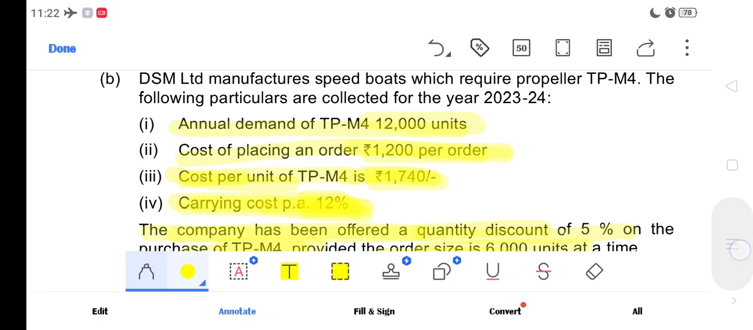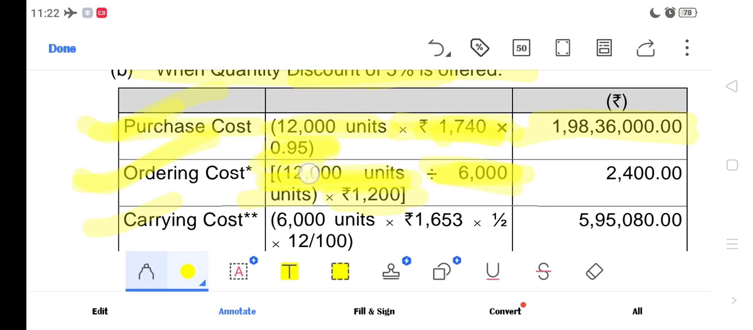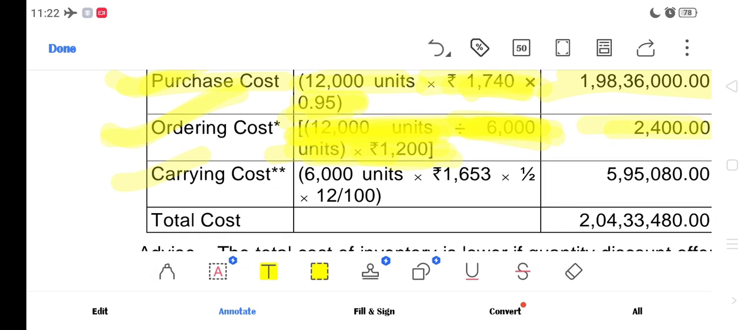Yes, cost of placing an order is 1200. Now you put everything into calculation. 12,000 units divided by 6,000 units into 1200, it's 2,400.